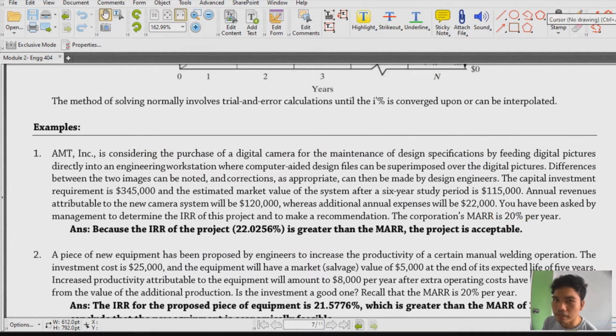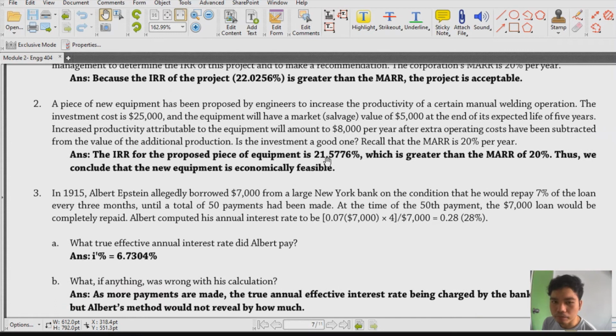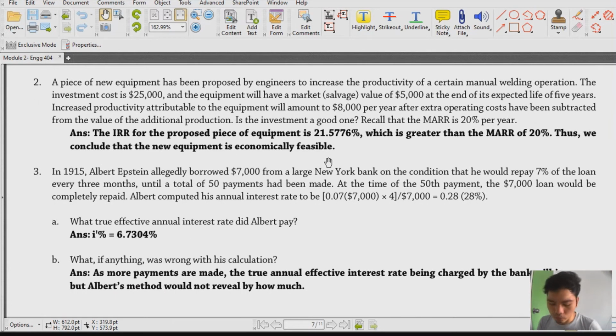Sorry that our space is a bit small, because it's hard to move around. I think it will fit here. Now for number 2, it says here, a piece of new equipment has been proposed by engineers to increase the productivity of a certain manual welding operation, and the investment cost is 25,000 and the equipment will have a market salvage value of 5,000. Now let's try to label them. So this one is the investment cost, this one is the salvage value, and the expected life is 5 years. So N is equal to 5.